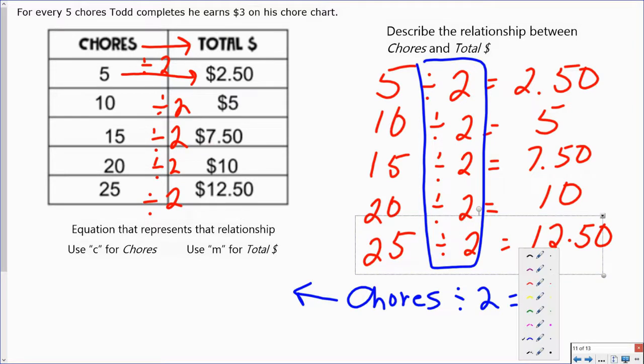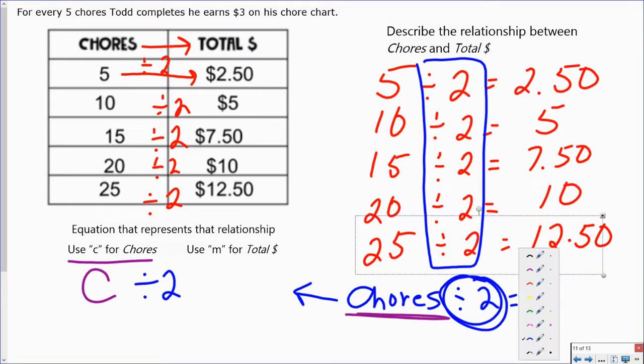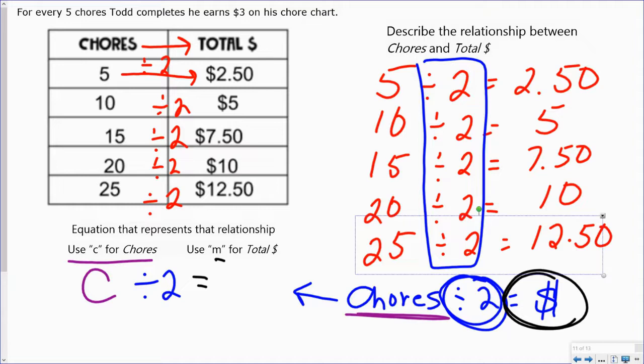And when I do that, the first thing it says is use C for chores. So here's my chores. So I'm going to use C. And then my relationship here is that each time I take my chores and I'm dividing it by 2, and that is equaling my money. And it says use M for money. So C divided by 2 equals M.